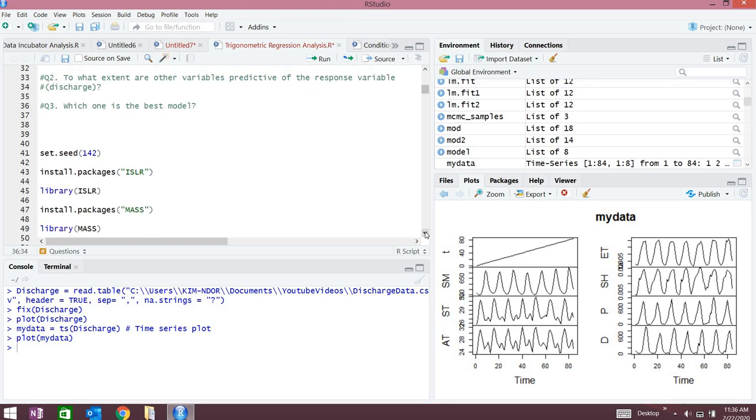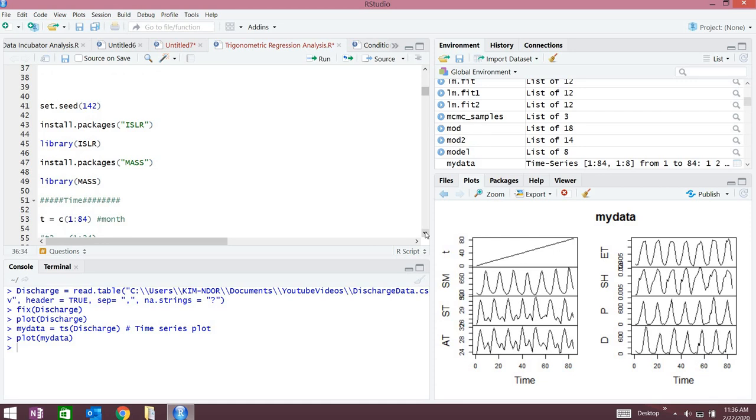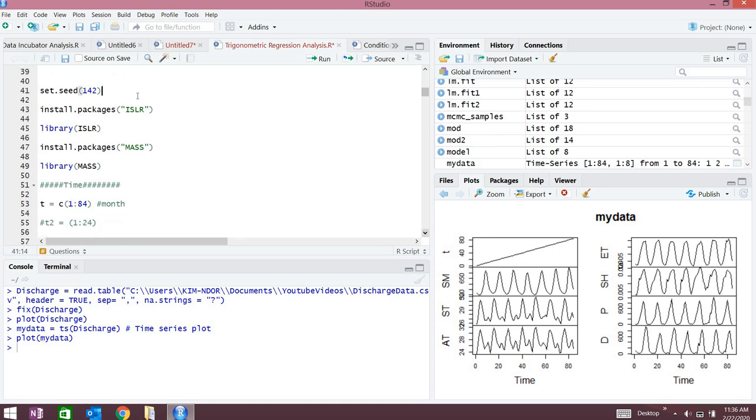So we'll have several models here, and we pick the best model: time-based model, all variables-based model, and which one is the best model. Okay, let's continue. So we set the seed to reproduce it. Already installed the packages. Let's just call the libraries ISLR and MASS. And the time I set is 84 months.